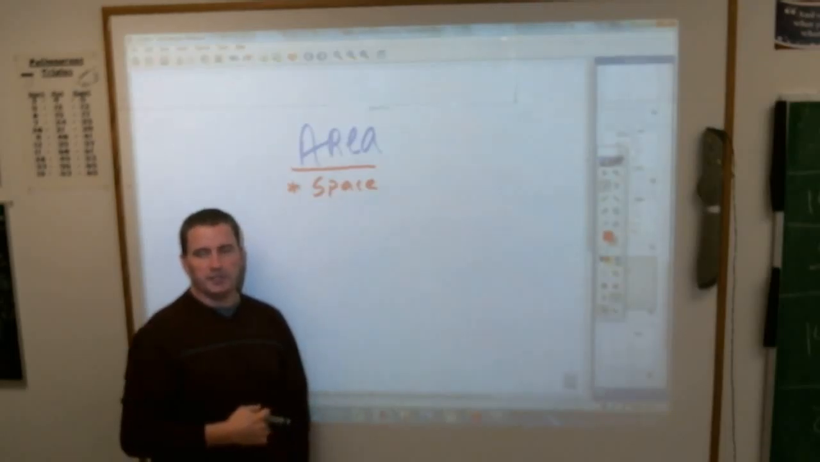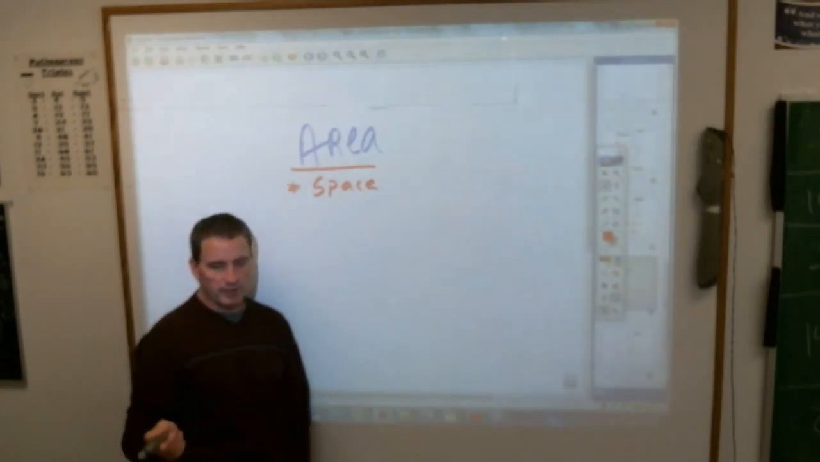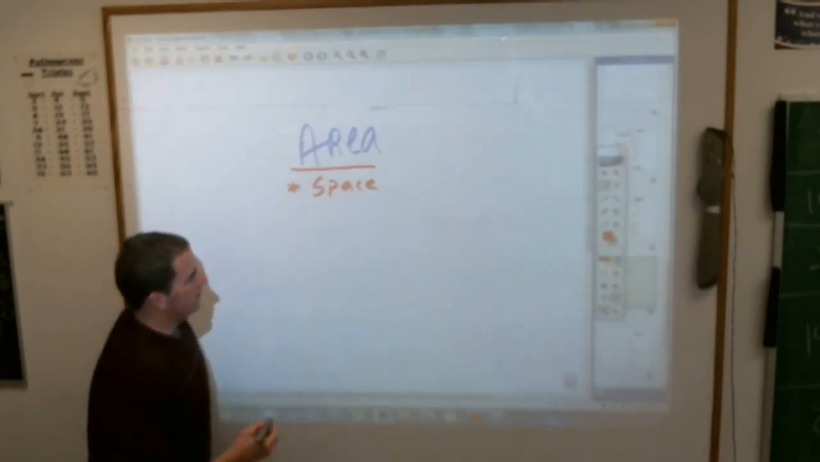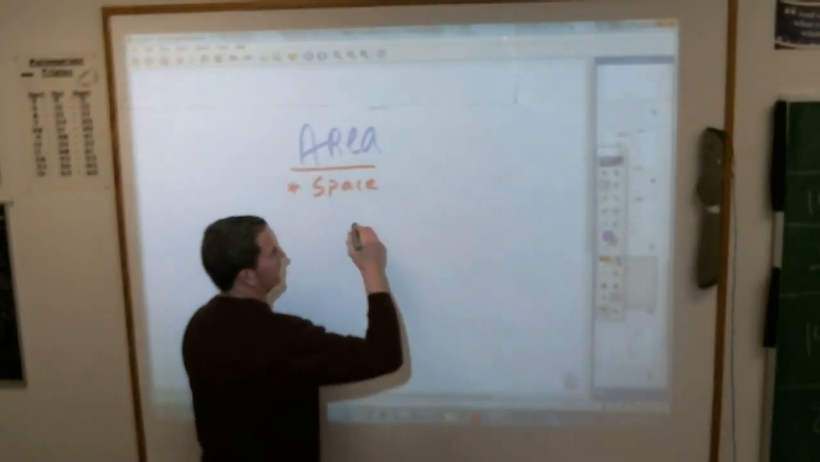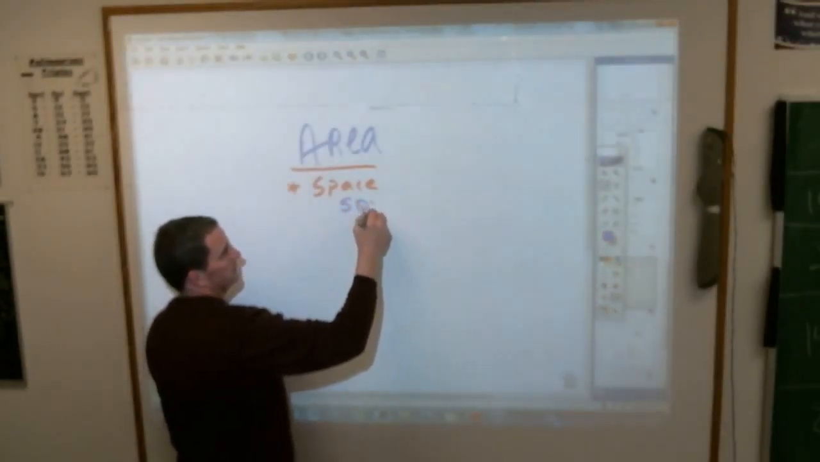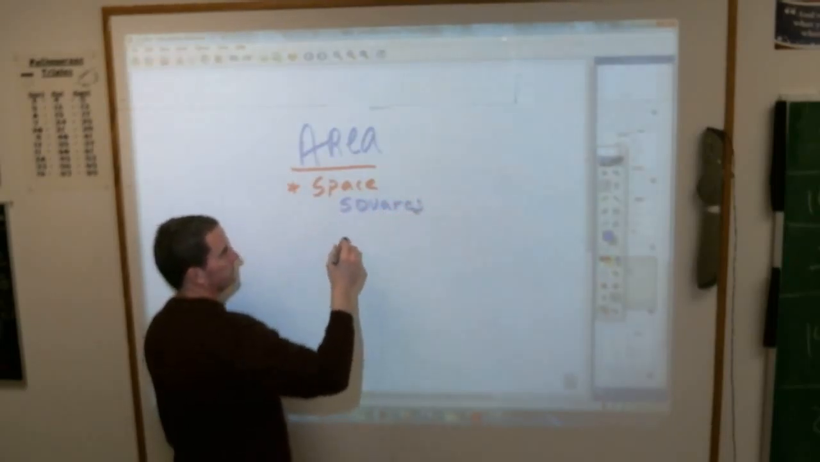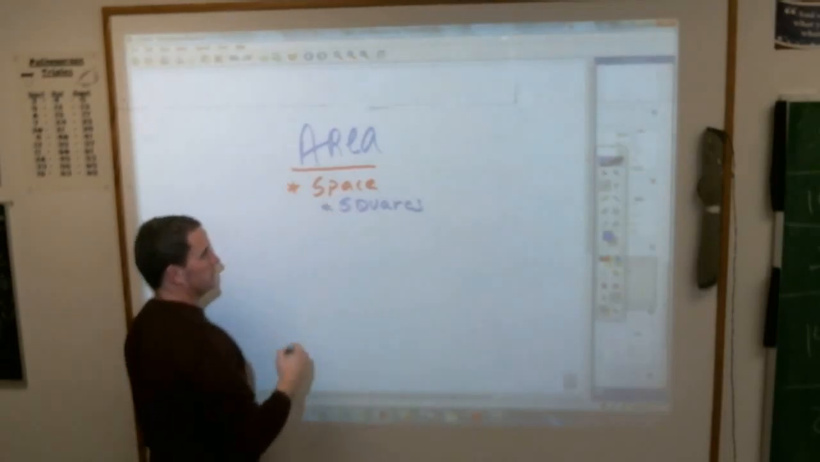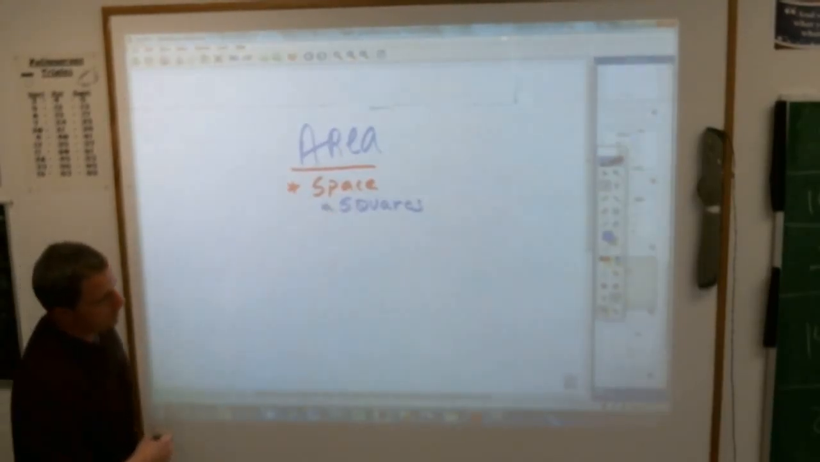What do we measure area in? Area gets measured in different units than normal measurement, which is straight lines. Area is always measured in squares, yes. It's always going to be square units. And it's important to remember that depending on what units you're using, that can change your size.